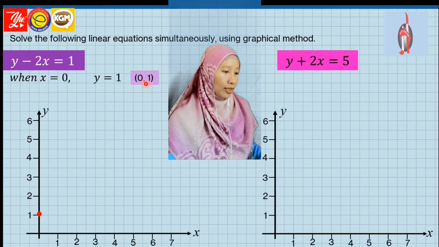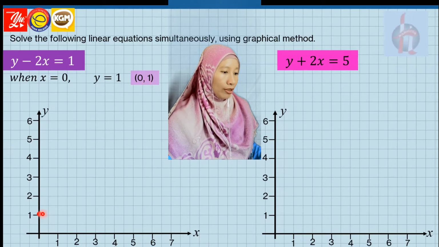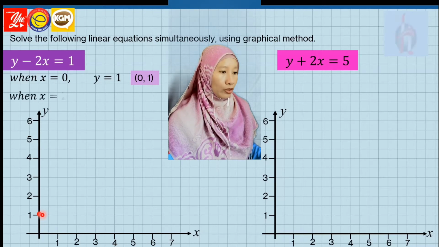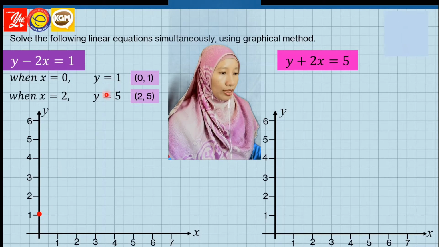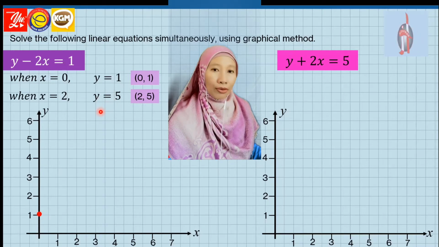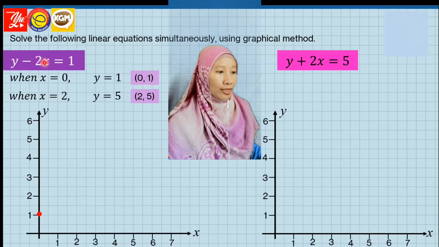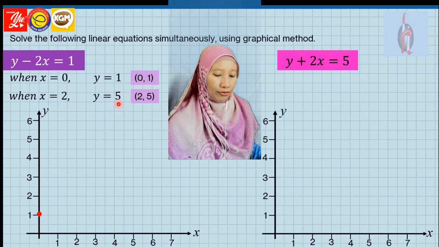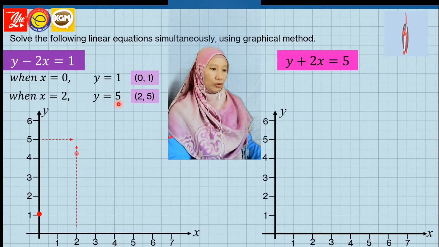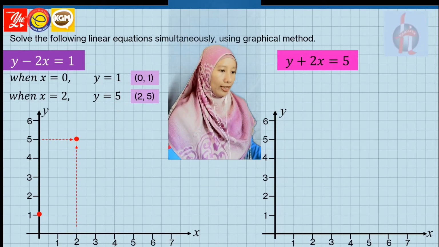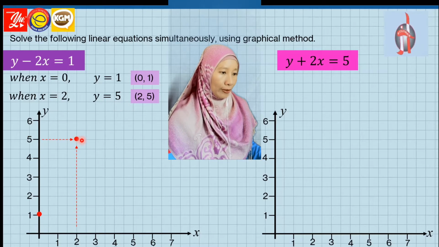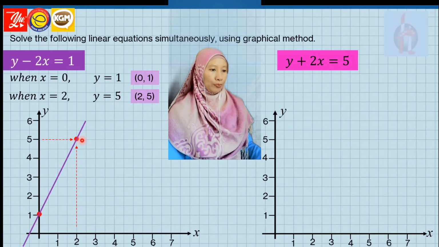So we plot coordinate (0, 1) here. But we need another point, of course. In this case, we take x equals 2, y equals 5. How do you get y equals 5? You just substitute 2 into the equation and calculate the value of y, and you get y equals 5. So the point is (2, 5). Okay, (2, 5) is here. So we draw the graph.